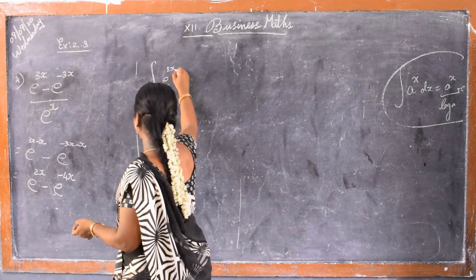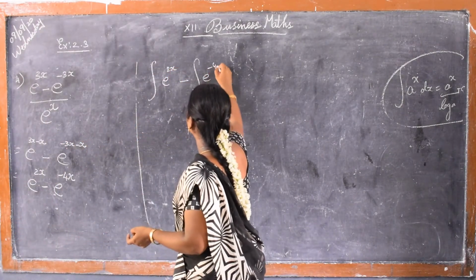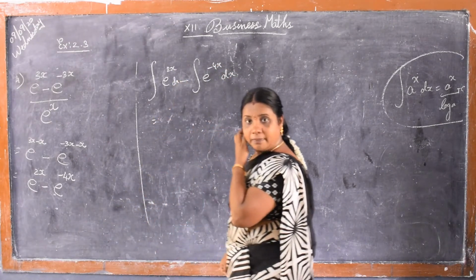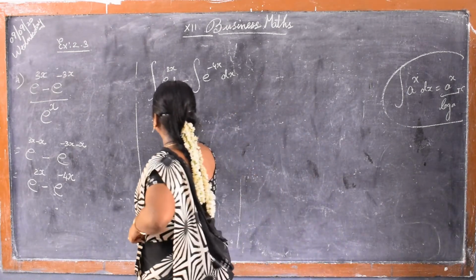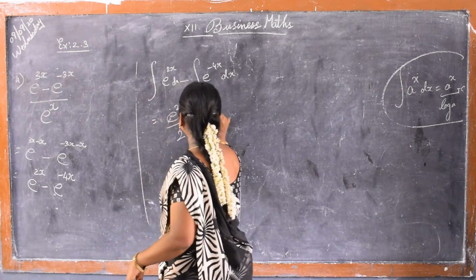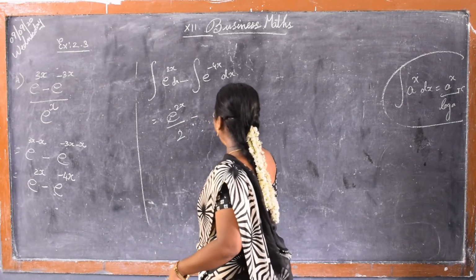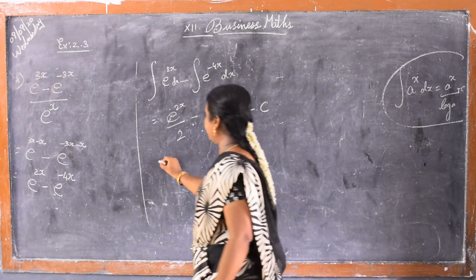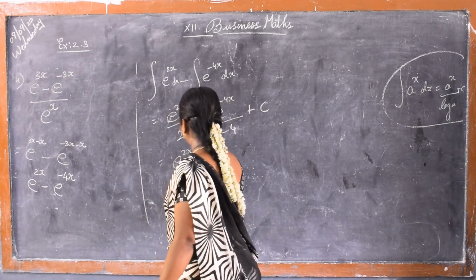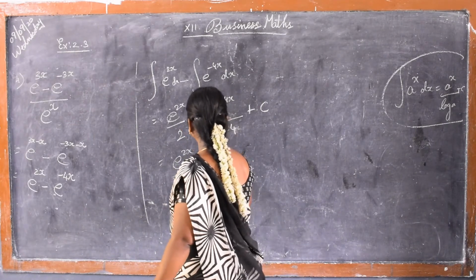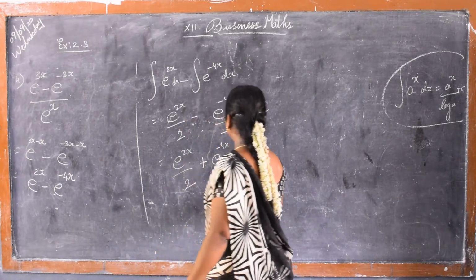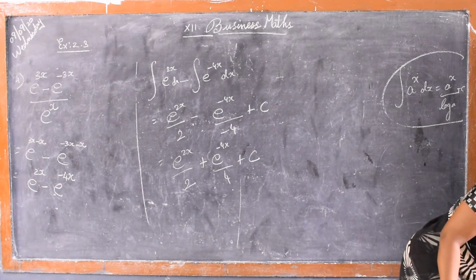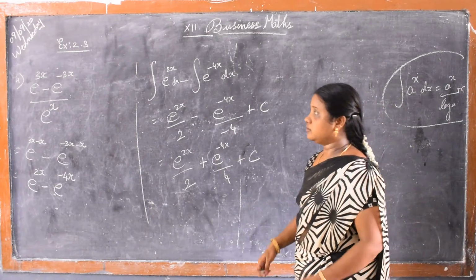Integrate e power 2x minus e power minus 4x dx. I am going to split it into 2. What is the integral of e power 2x? e power 2x by 2 minus e power minus 4x by minus 4 plus c. Now you can write it as e power 2x by 2, minus minus becomes plus sign, so plus e power minus 4x by 4 plus c. Have you understood?